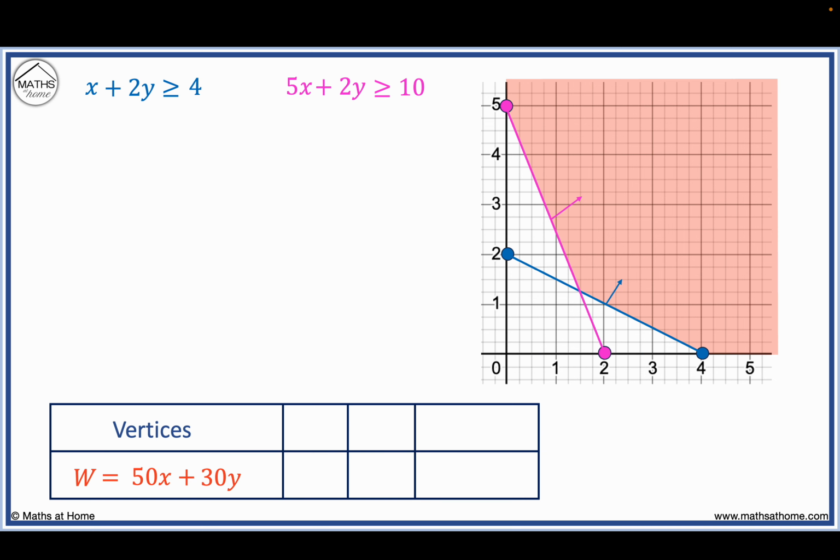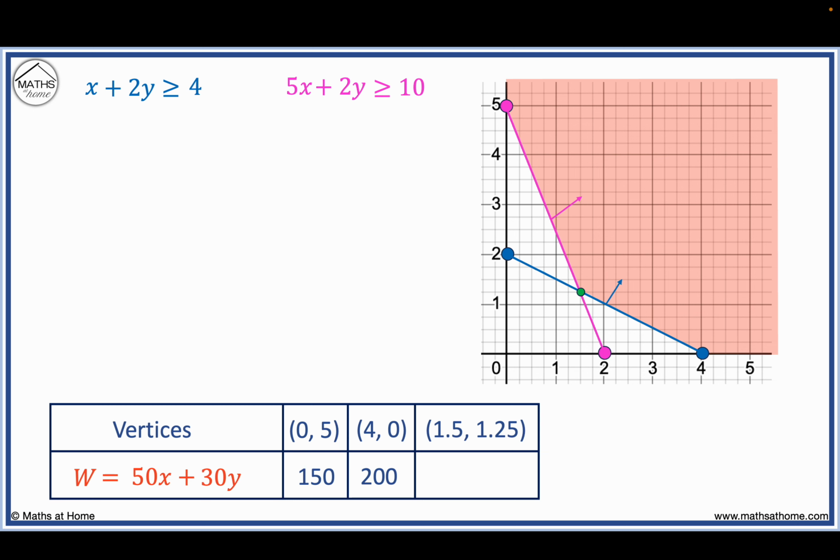We now substitute the vertices of the feasible region into the objective function. We have (0, 5), (4, 0), and (1.5, 1.25). When x equals 0, y equals 5, we have 50 times 0 plus 30 times 5 equals 150. When x equals 4, y equals 0, we have 50 times 4 plus 30 times 0 equals 200.